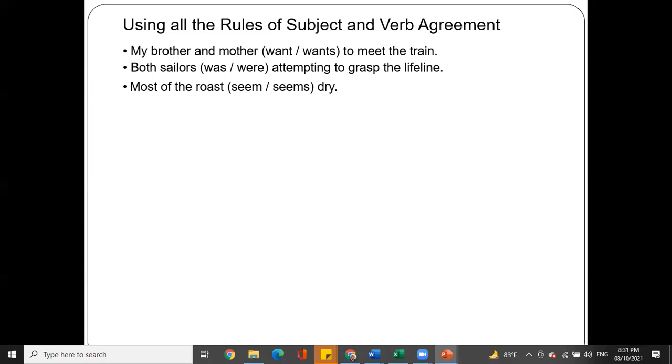All, any, more, most, none, some. None of the roast seems dry. Some of the roast seems dry. Any of the roast seems dry. All, any, more, most, none, some.